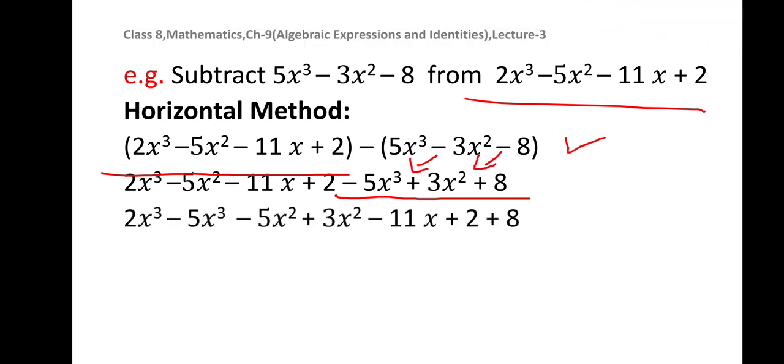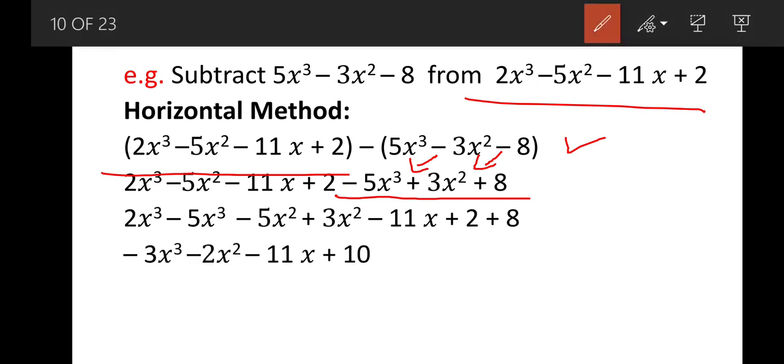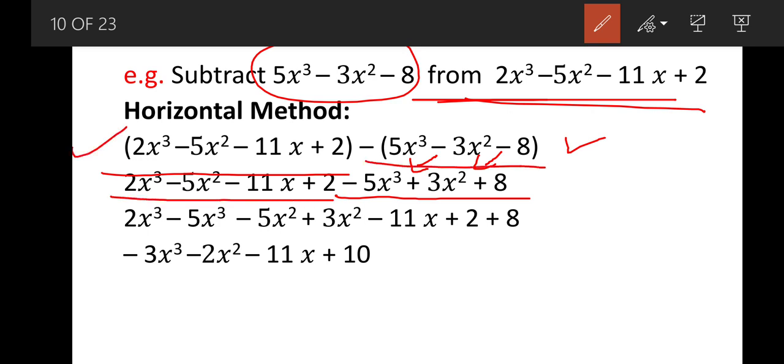Now after changing the sign of the expression which is written inside the bracket, I need to write the like terms together and then I will be able to solve. I am explaining it once again. Here what I have done, I have written this expression because I need to subtract this expression from the given expression, that is 2x cube minus 5x square minus 11x plus 2. So I have written it first, minus this expression. Now this expression will be written as it is. I need to change the sign of this expression which is written inside the bracket.